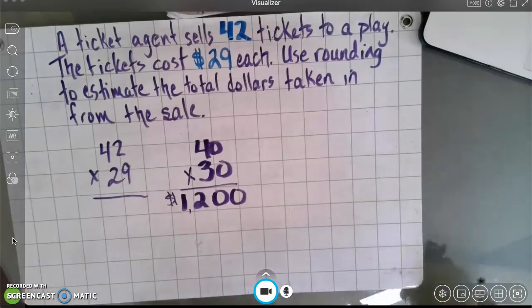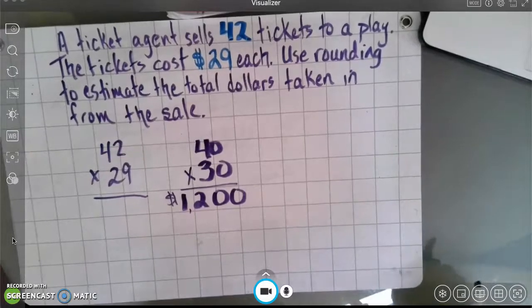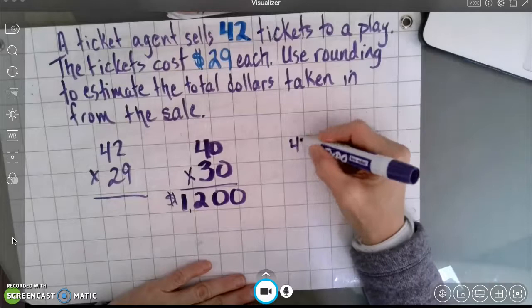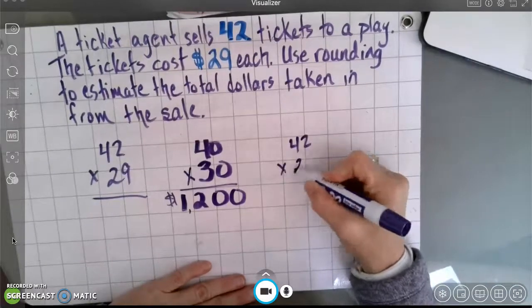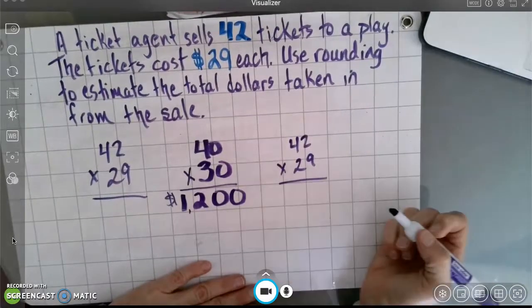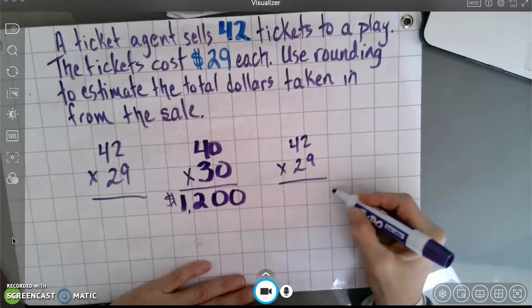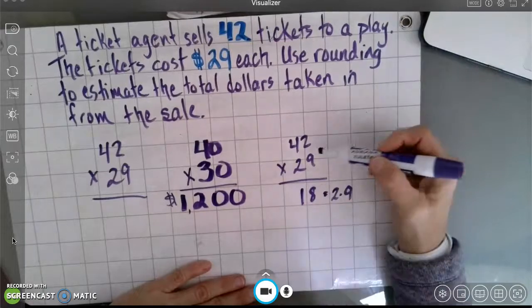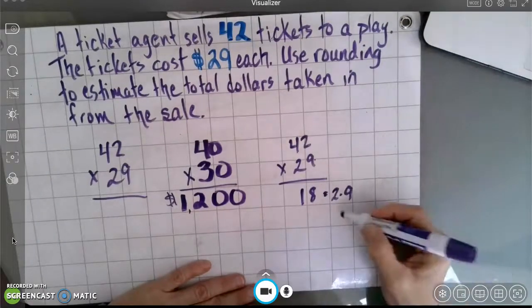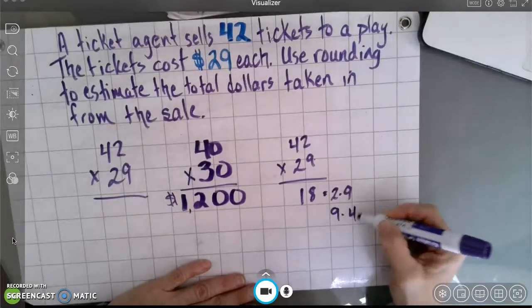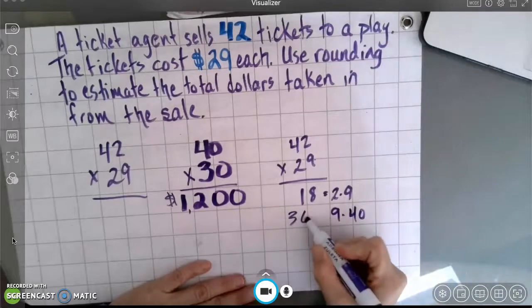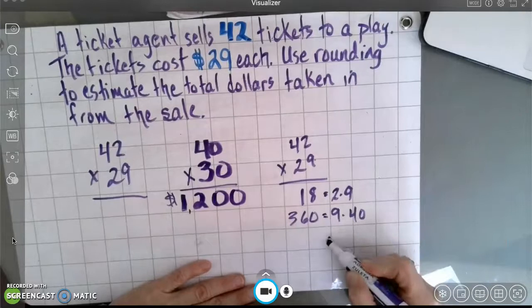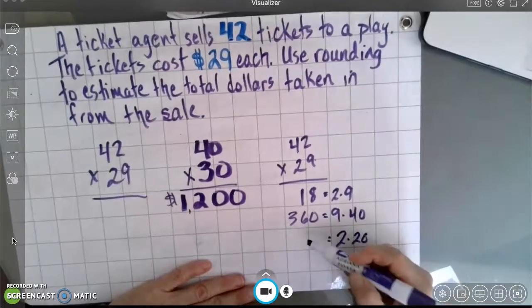So now I'm going to multiply it for real to see how reasonable my answer is. So 42 times 29, I'm going to use partial products. 2 times 9 equals 18. 9 times 40 is 360. 2 times 20 is 40.